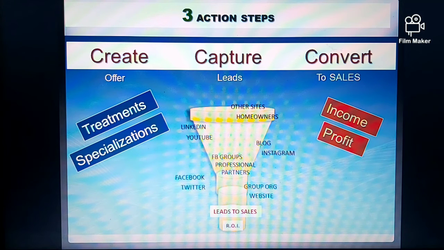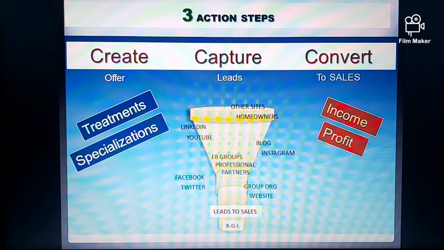So where are you getting all of these leads? This is an illustration of a funnel. If you get leads from other sites, homeowners, blogs, Instagram, group organizations, your website, Facebook groups, LinkedIn, YouTube, Facebook, Twitter, it will lead to sales. And you should know your ROI. When are you going to have ROI based on the expenditures on Facebook advertising, community advertising, printed advertising, internet marketing? All of this must have a budget, and must also have indicators.